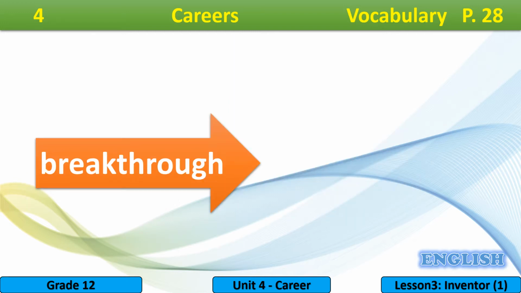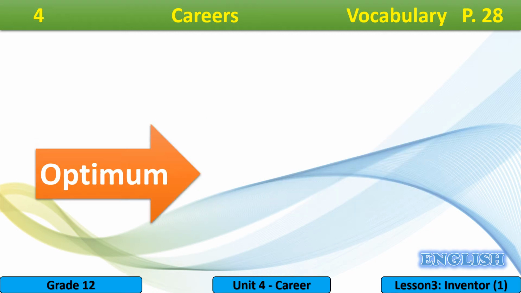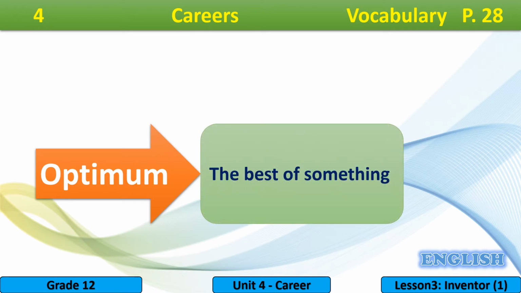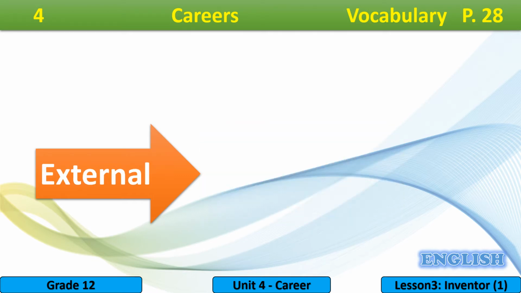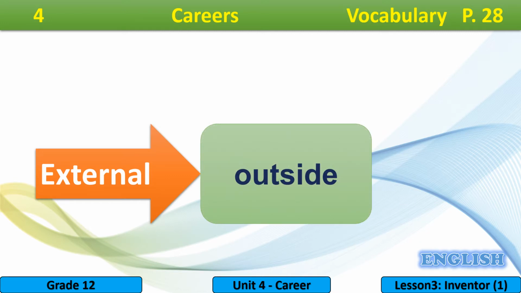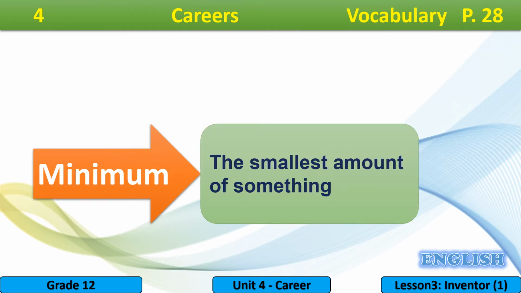Next, we have the word breakthrough, which means sudden new idea. We have also the word optimum, which means the best of something. And the word external, which means outside. And finally, we have the word minimum, which means the smallest amount of something.